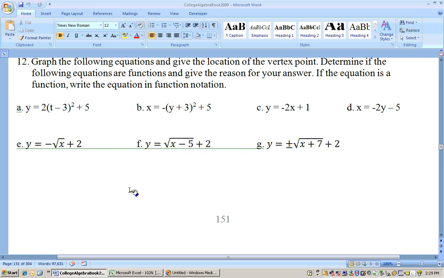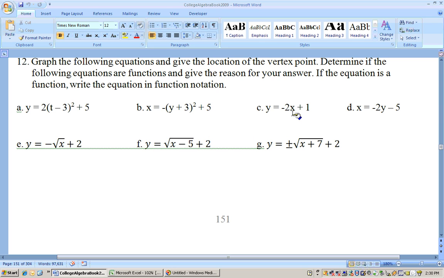Okay, finally, the last one here on the practice test says graph the following equations and give the location of the vertex point, determine if the following equations are functions, and give the reason for your answer, and if it is a function, write it in function notation. This is a quadratic, so it's definitely a function. We could write it as f of t equals this, and the vertex point would be at 3, 5, and I think that's all they want on that one. This would not be a function because the y is squared. It would be a sideways parabola, and the vertex point on this, I believe, is at, well, I'll tell you what, we'll come back to this one.